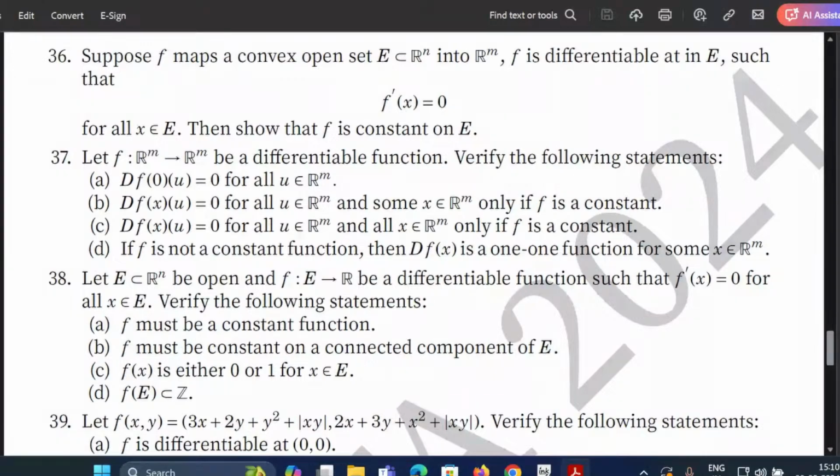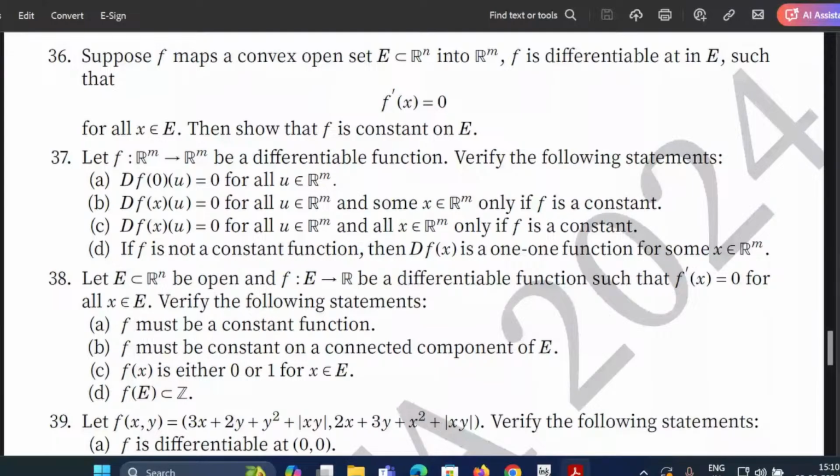df x of u is 0 for all u and all x. Then it will imply that it is a constant. Yes, it is nothing but question number 36. Your E is now the whole space. So it's saying that the derivative at each point is a 0 operator. If you forget about this u, then df x equals 0 implies that df x is a 0 operator. So the derivative at each point x is now 0.